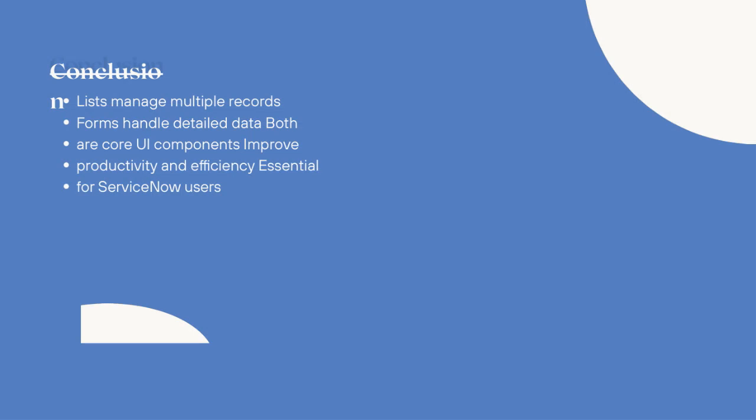Now, as we wrap up, let's quickly revisit some key UI components that are essential for effective ServiceNow usage. Lists are great for managing multiple records efficiently, allowing users to view and organize data at a glance. Forms, on the other hand, handle detailed data entry and editing, giving users a focused space to input or modify information. Both of these components are fundamental to creating a smooth and productive user experience. They help improve overall productivity and efficiency by making data management straightforward and accessible. Ultimately, mastering these core UI components is vital for anyone looking to get the most out of ServiceNow and streamline their workflows.